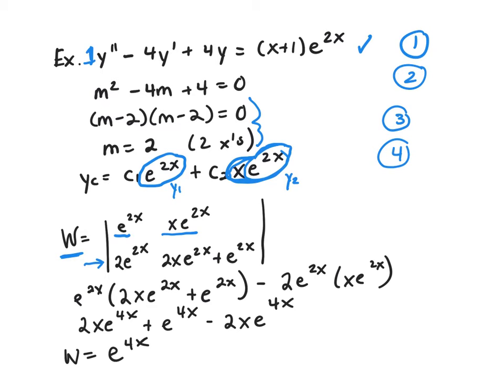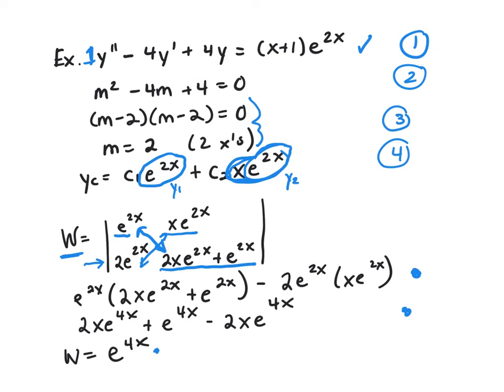And the derivative of xe to the 2x, you've got to use the product rule. First times the derivative of the second, plus the second times the derivative of the first. And that's how I get this piece here. Okay, and the determinant, you multiply this times this, minus this times this. And this is what I've done here. And then this line I've simplified. And I finally get W equals e to the 4x.